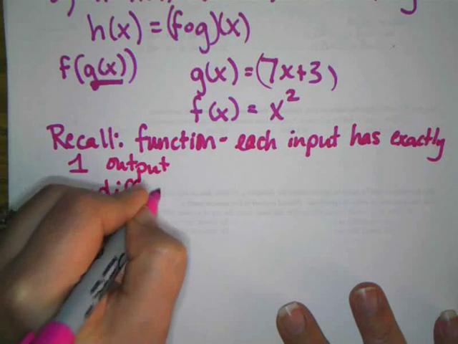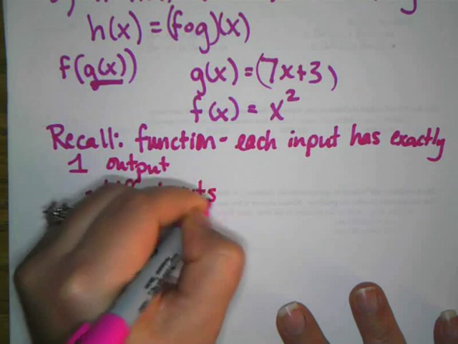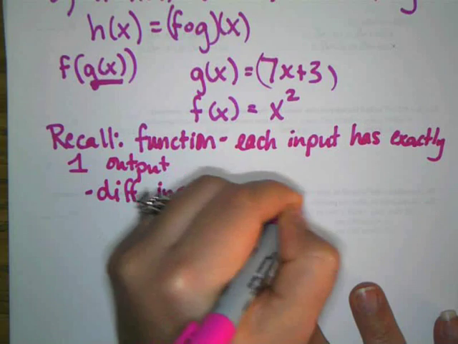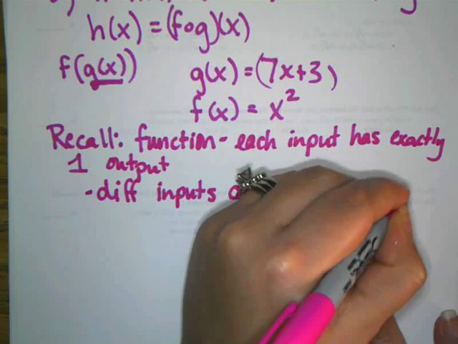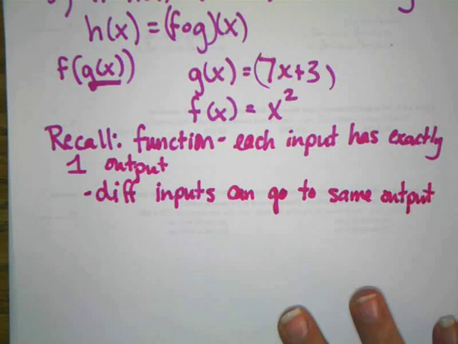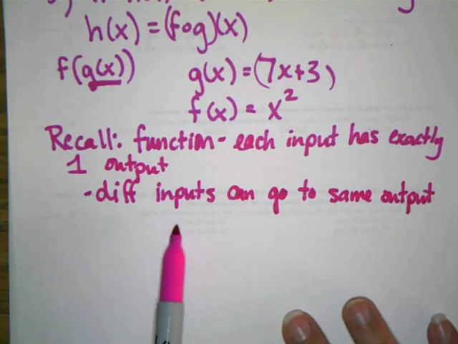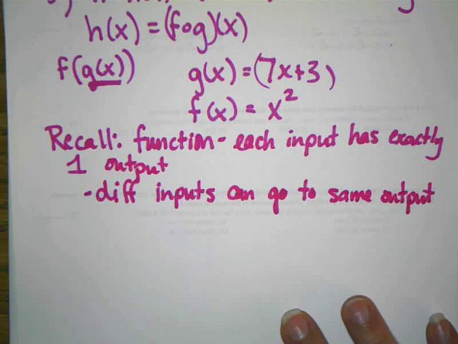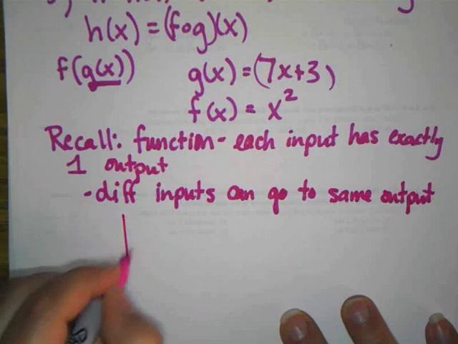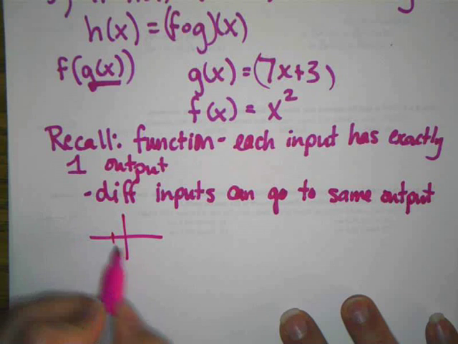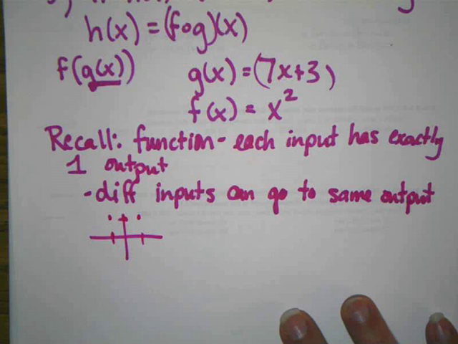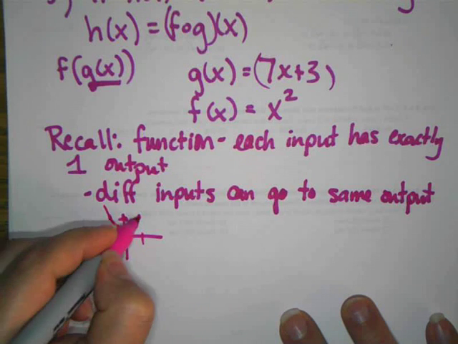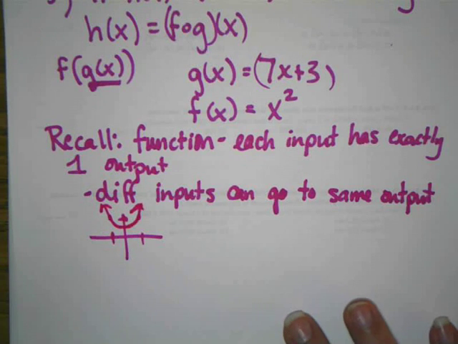And different inputs can go to the same output. Now think of a time where different inputs go to the same output. So I have different x's, say here and here, that go to the same y value. So that would be probably something like a parabola. And a parabola still is a function.